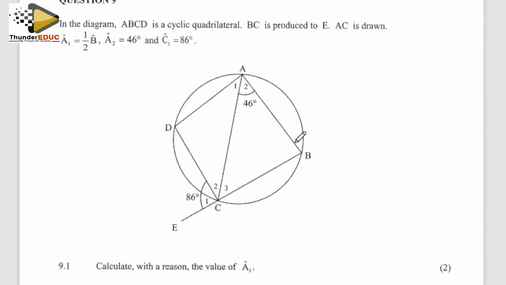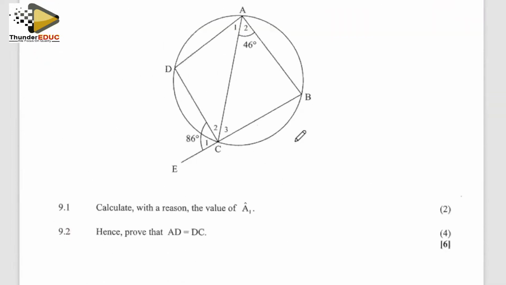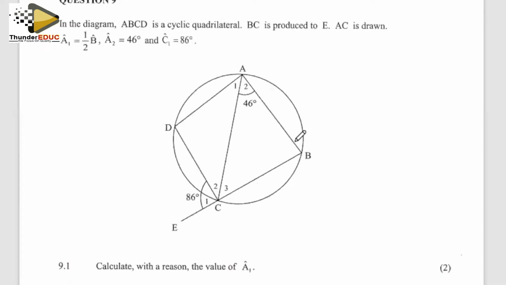All right, question number 9. In the diagram, ABCD is a cyclic quad, beautiful. BC is produced to E, AC is drawn, A1 is half of B, A2 is 46, and C1 is 86. 9.1: can we give reasons and find the value of A1?